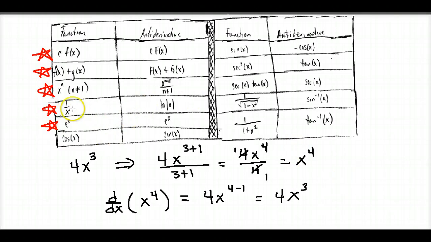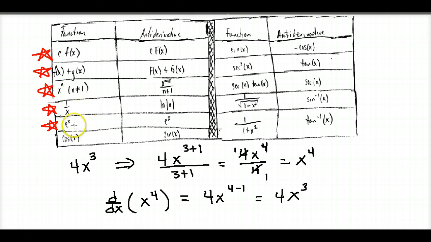Now, same thing with here, we see that for 1 over x, or x to the minus 1, the antiderivative of that is natural log of x. And we know that because the natural log of x, if we take the derivative of that, it just ends up being 1 over x.